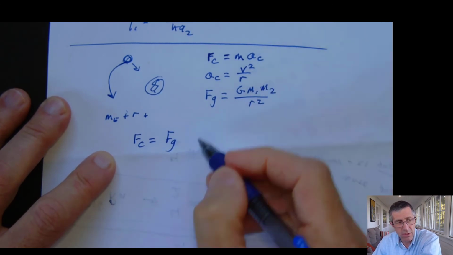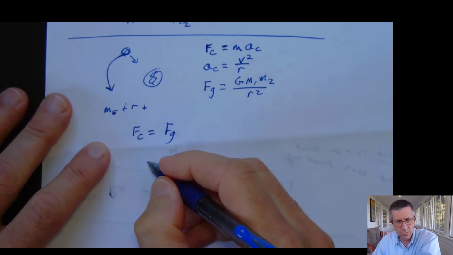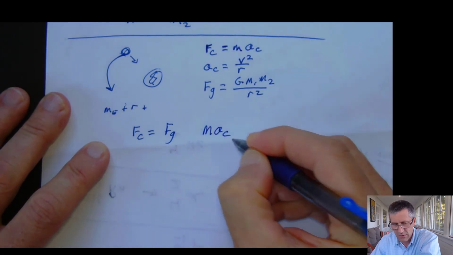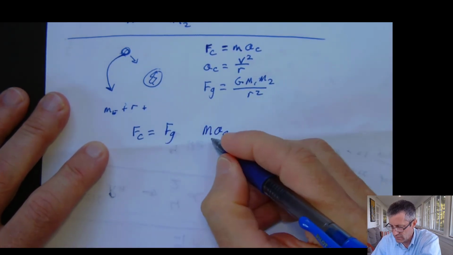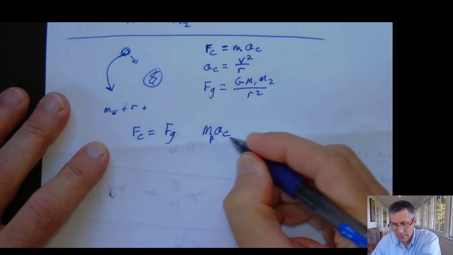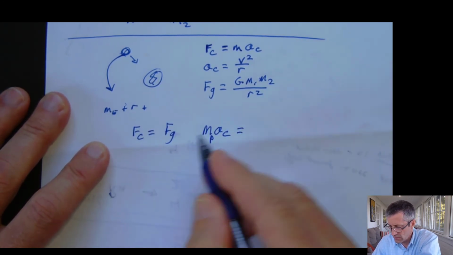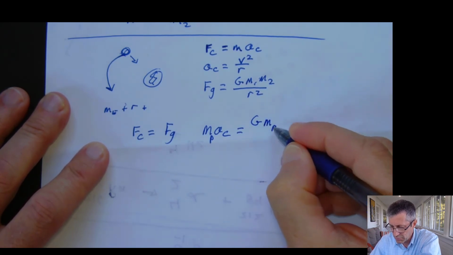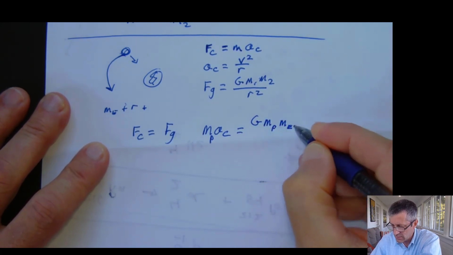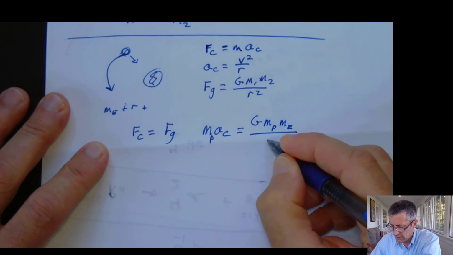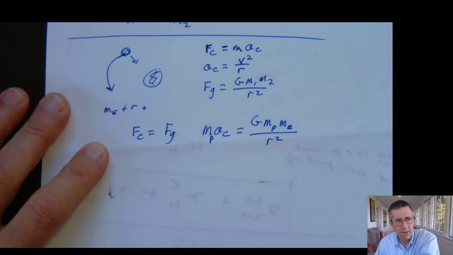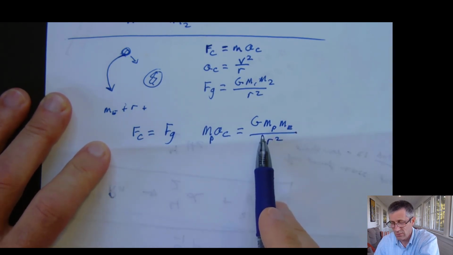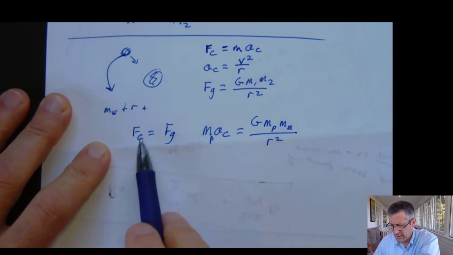Now I'm going to plug in what I know. My centripetal force is mass times centripetal acceleration, and this is going to be the mass of the planet. And this is going to be equal to the force of gravity, which is my gravitational constant times the mass of the planet times the mass of the Earth divided by r squared.